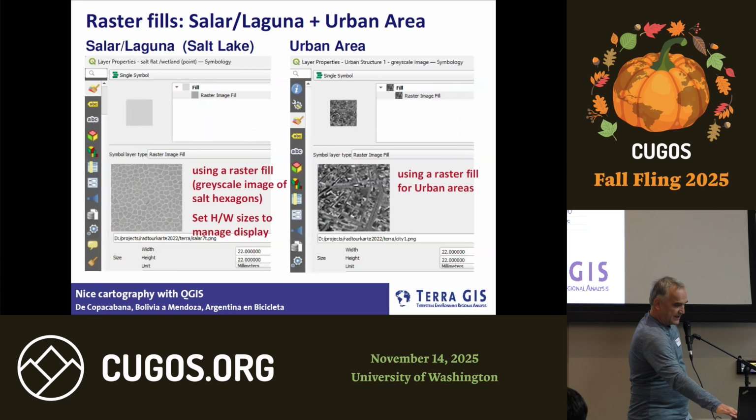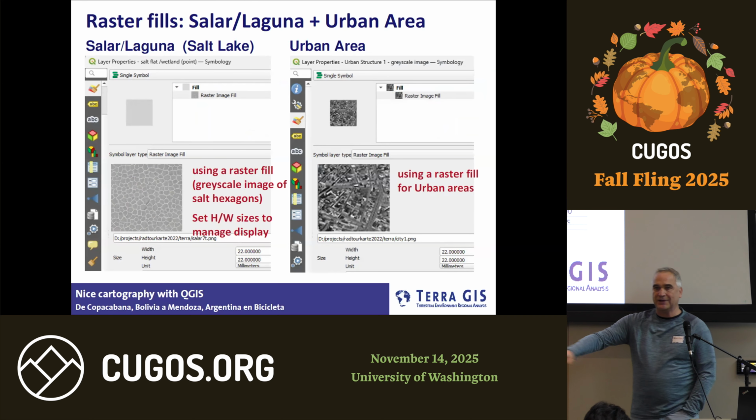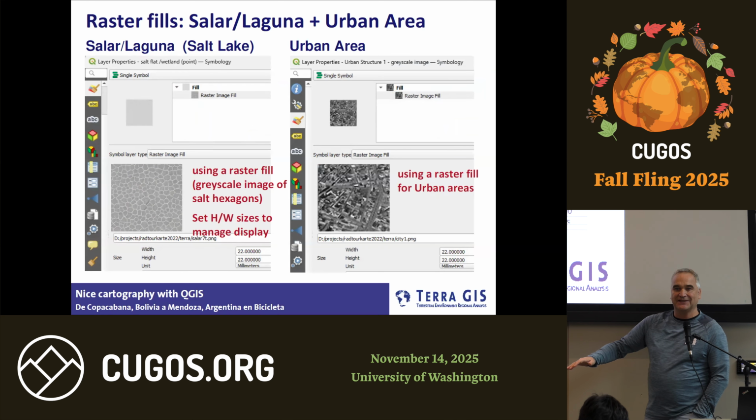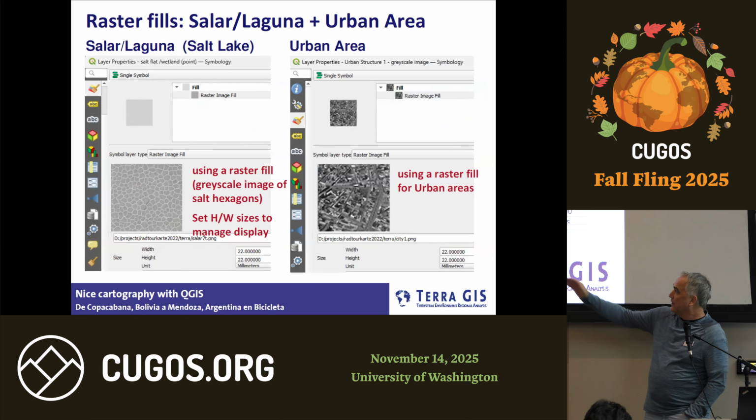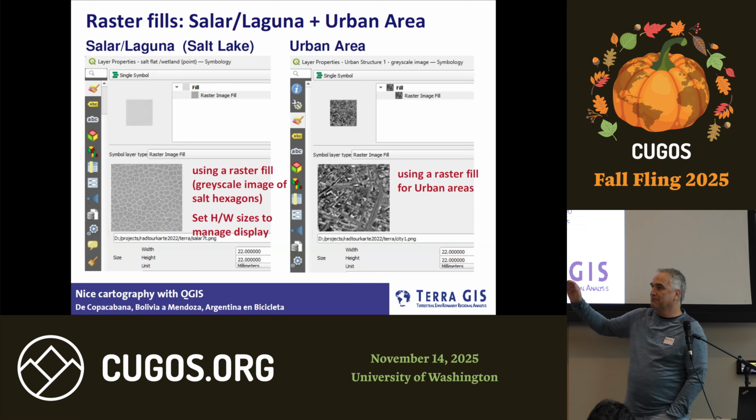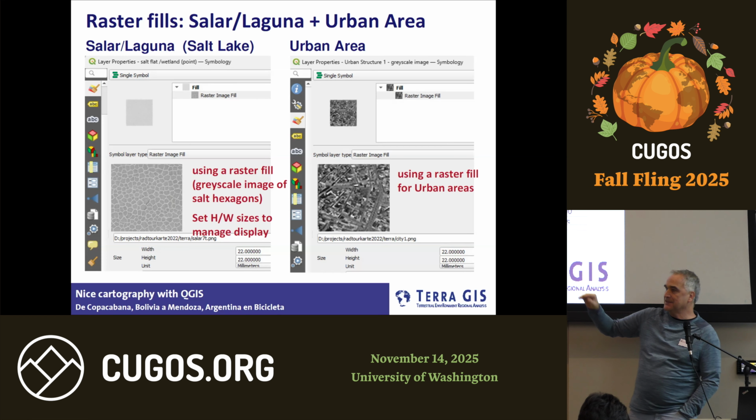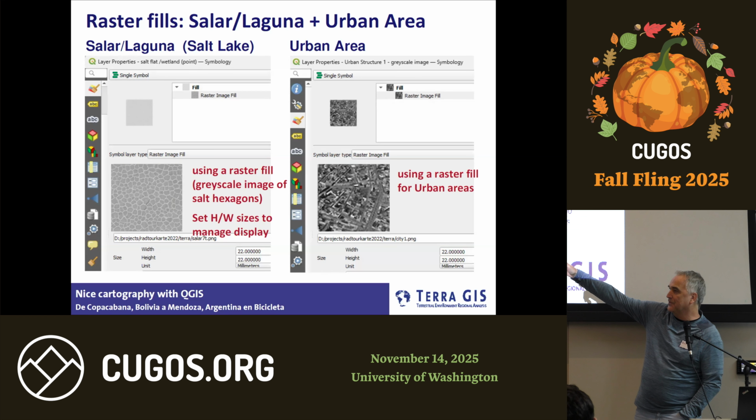And then the last thing I want to show is what I came up with. I wanted to have not plain lakes, like the salt lakes. And I said, okay, if I make that a totally flat color, that's kind of not interesting. So what can I do? Well, I use a raster fill, and then you have to make it the right size. So I took an aerial image of these salt hexagons, made it grayscale, and put it in as a background, and that's for the solar.